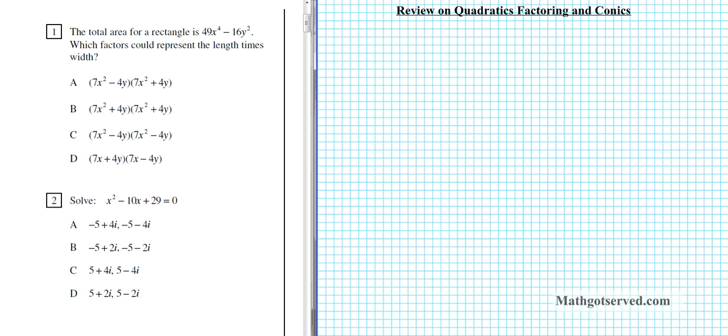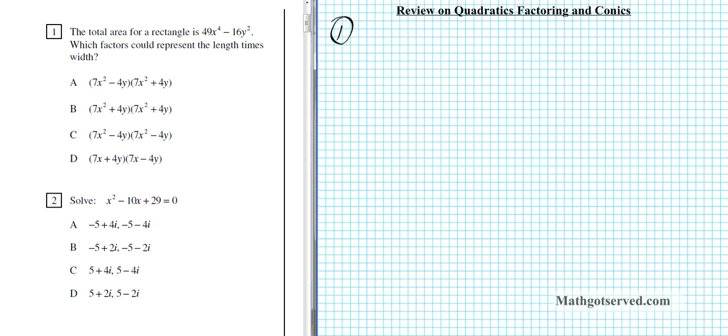Okay, students, in this clip we're going to be going over some review problems on quadratics, the factoring process, and also conic sections. Okay, so let's go ahead and take a look at question number 1. It says the total area of a rectangle is given by 49x to the fourth minus 16y squared. Which factors could represent the length times the width?